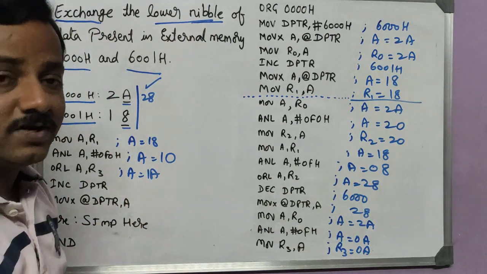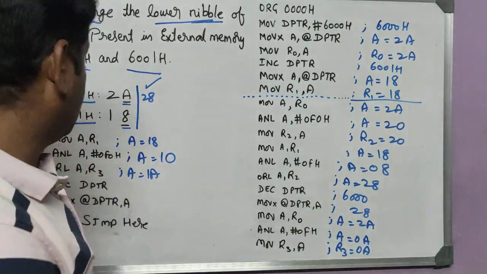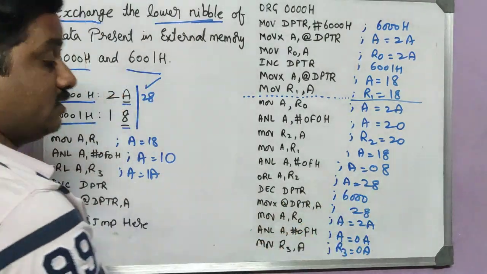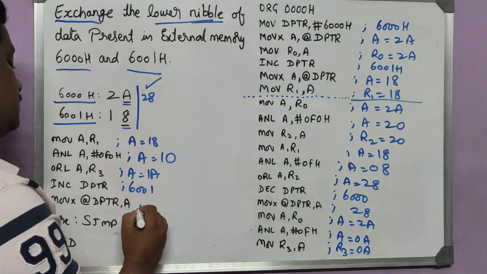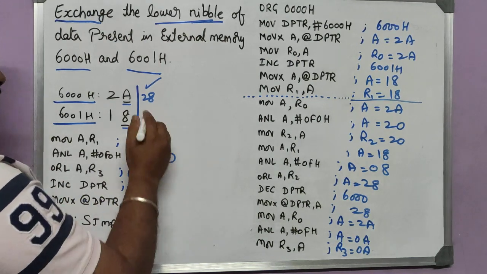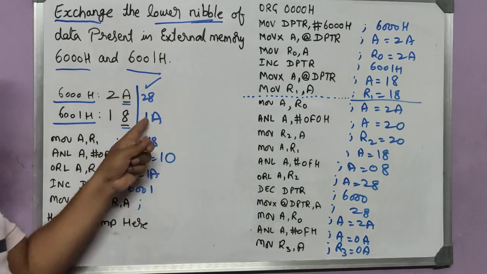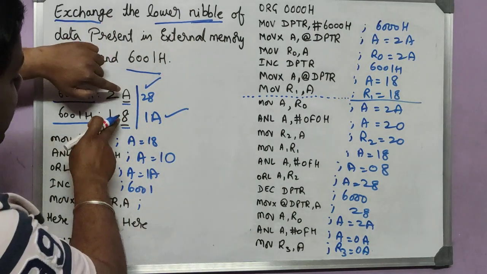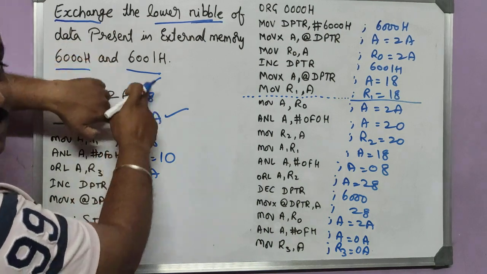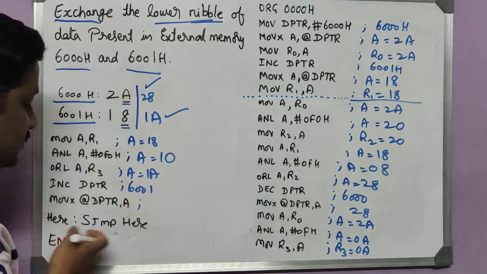And where should I store that 1A? I should store at 6001. So now DPTR was pointing 6000. Now I will increment DPTR. So DPTR will point 6001. MOVX @DPTR, A. So at this position, you get the result 1A. Even you got the second answer. Now look at this. 8 and A, only those two have been interchanged here. Okay, and then stop it.